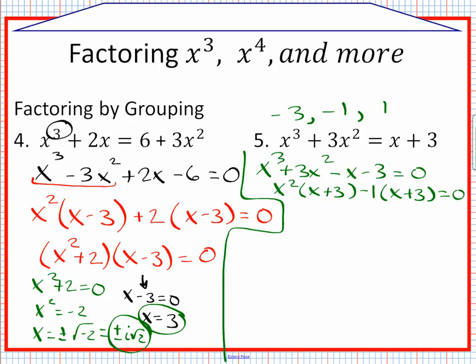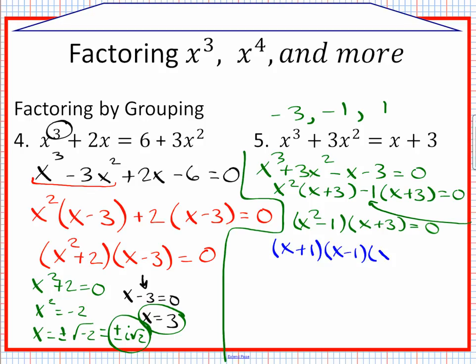When I factor this one by grouping, I have to take a -1 out of the second set so that I have that x plus 3 going all the way across. So this factors to x squared minus 1 times x plus 3. Remember to keep that equal to 0. Now x squared minus 1 still factors. That's itself a difference of squares. So I've got x plus 1 times x minus 1 times x plus 3, and I can see 3 real solutions.